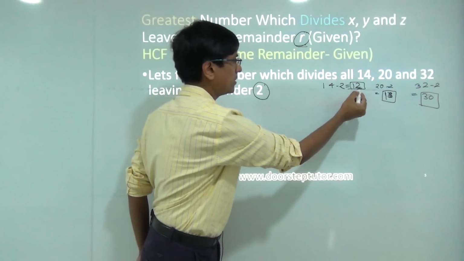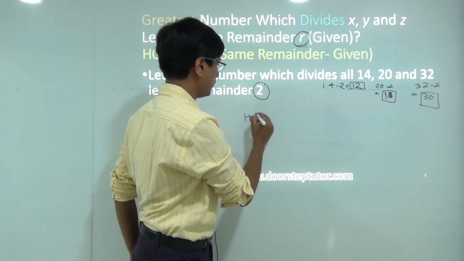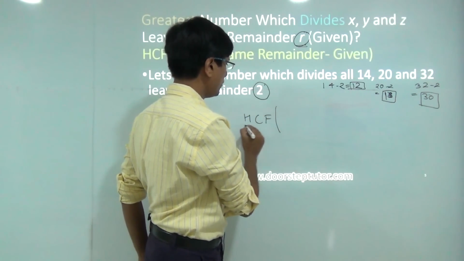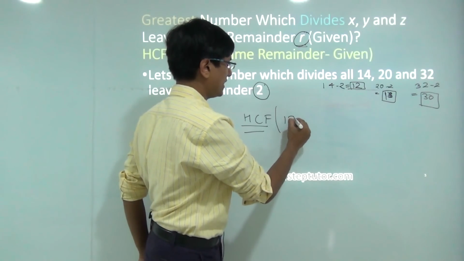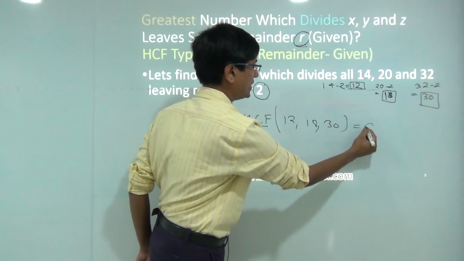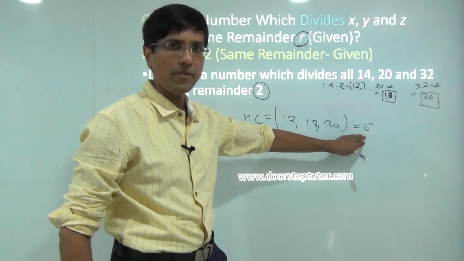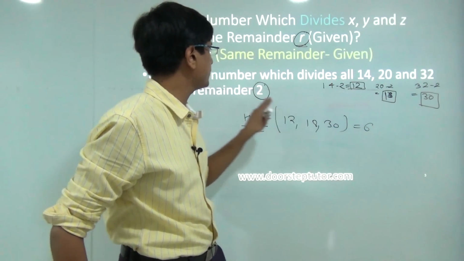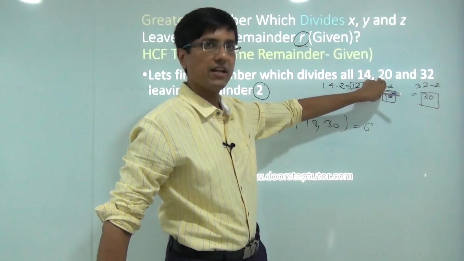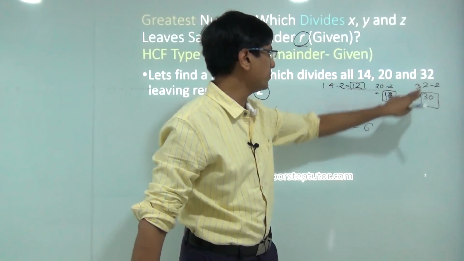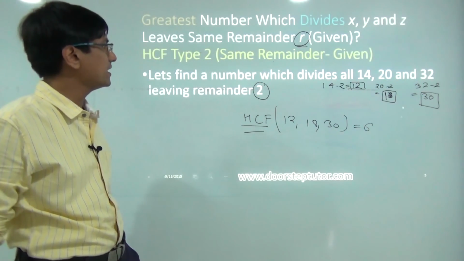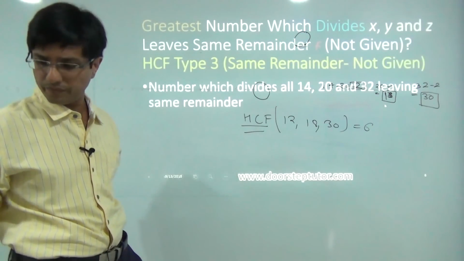So what would be the largest number which completely divides 12, 18 and 30? We know it would be the SCF of 12, 18 and 30, which we already know is 6. So 6 is the number. When 14 is divided by 6, we are left with remainder 2. When 20 is divided by 6, 6 3s are 18, we are left with remainder of 2. And when 32 is divided by 6, we are left with remainder 2. It's very simple. Let's move on to the next problem.